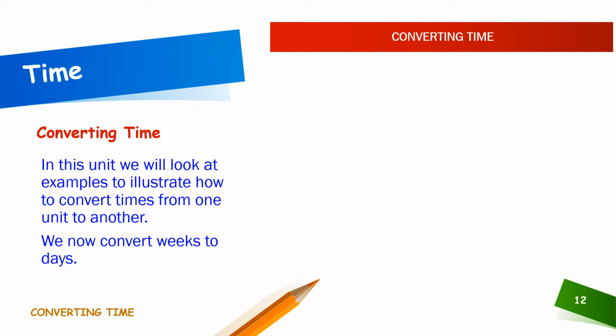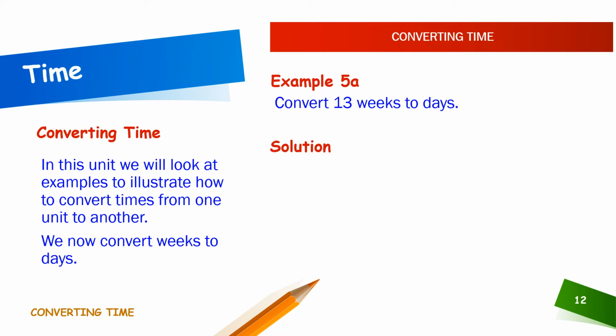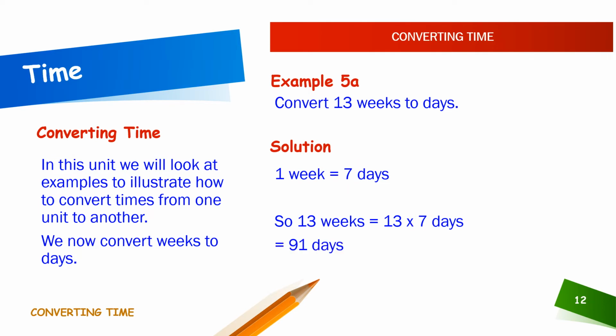Now we convert weeks to days. Pause the video and have a go at this example. Press play when you're ready to view the solutions. So we're required to convert 13 weeks to days. So let's solve this. 1 week equals 7 days. So 13 weeks equals 13 times 7 days, which equals 91 days.